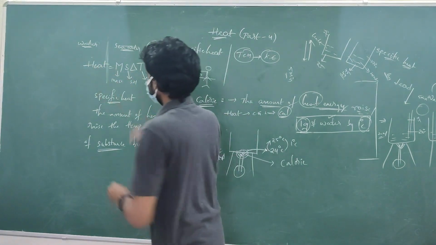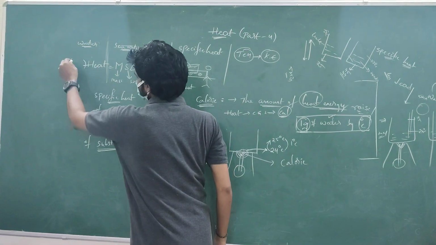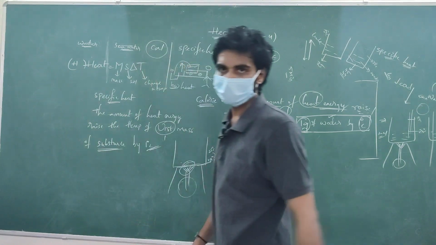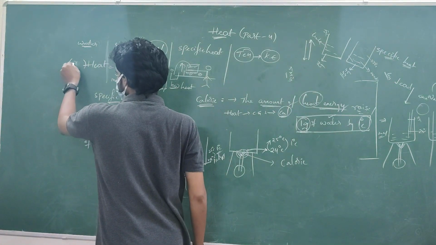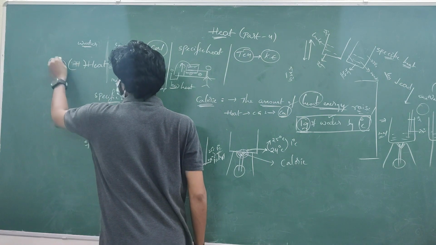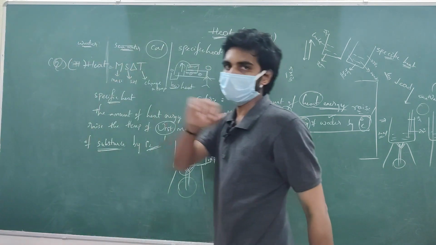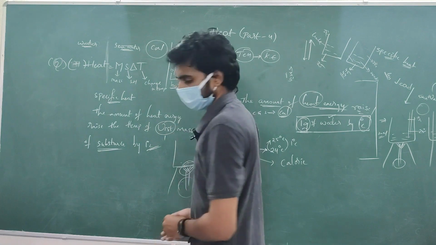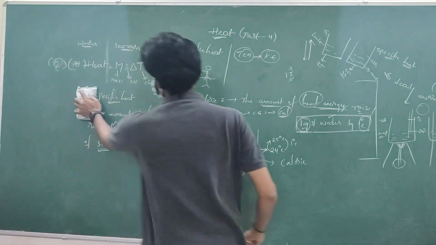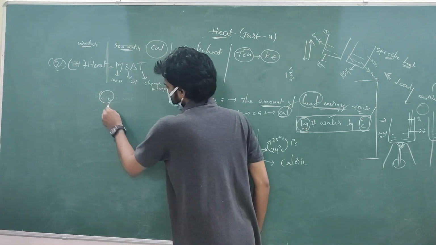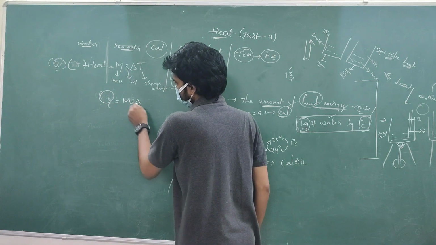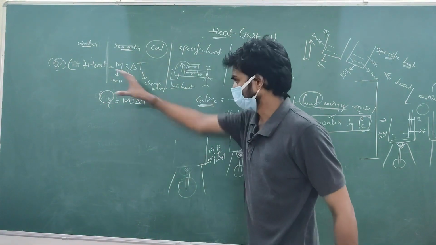So in this case, now heat, we'll put H here, right? In some books H is also written, but in our textbook it is represented with the letter Q, right? Now in short form, we'll write Q is equal to m s delta T, right? Now I think you know the terms here, right?